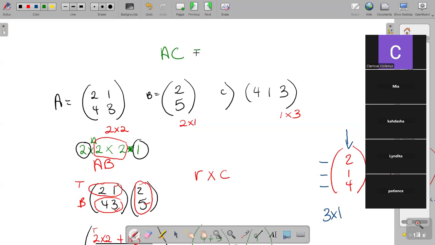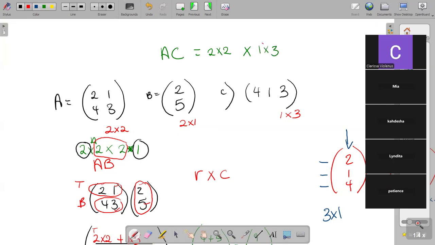Let's go. What's the order of A? The order of A is a 2 by 1, times what's the order of C? Sorry, that's a 2 by 2. I got a little excited there, guys. A is a 2 by 2. And what is C? A 1 by 3.